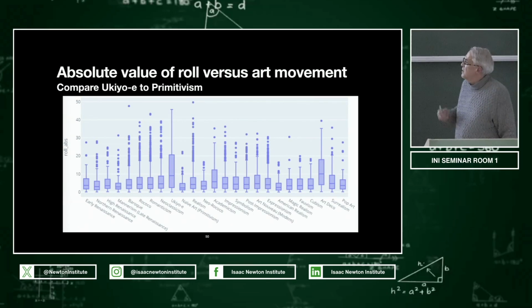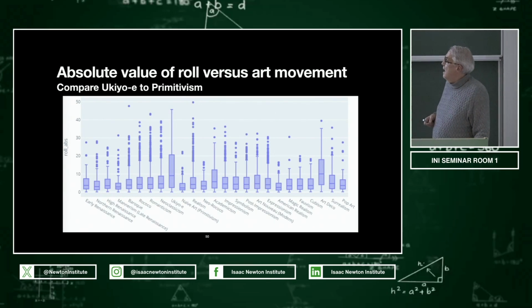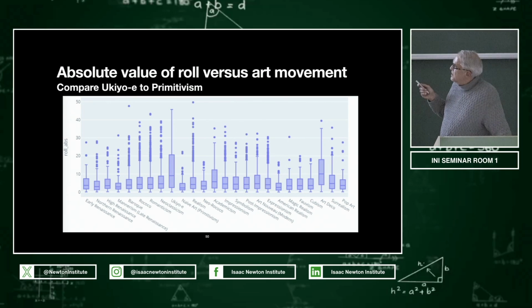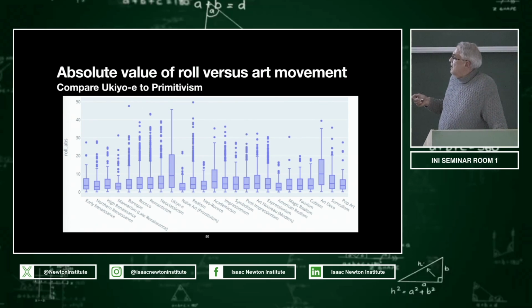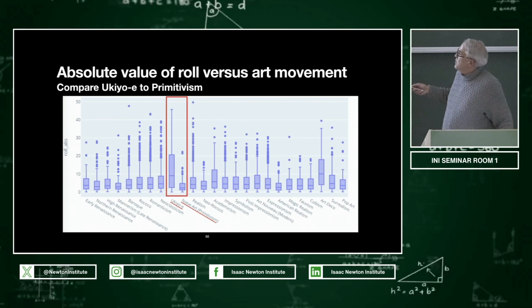But here are the kind of results you get when you apply this to, I think it was 12,000 or 10,000 paintings grouped by different art movements. So here's ukiyo-e and naive art. These are box whisker diagrams showing what roll angles of the portrait you get. Much, much larger for ukiyo-e than naive primitivism, and it pops right out of the data like this.